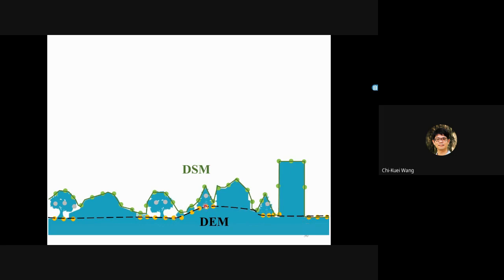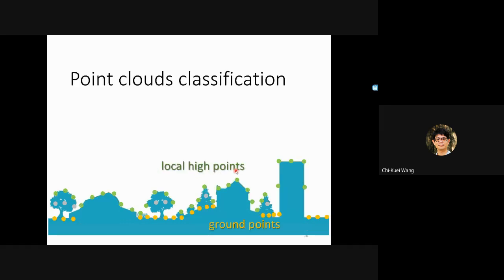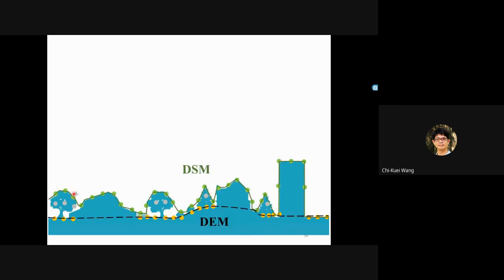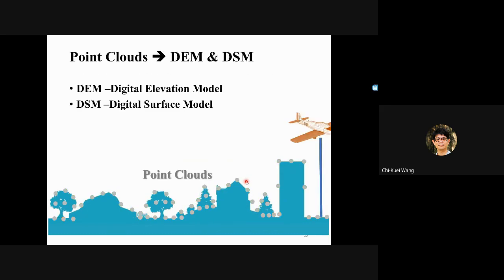Okay, and for the local high points, so we find all the local high points. All right, so we link all the local high points and it becomes DSM. All right, so the digital surface model.